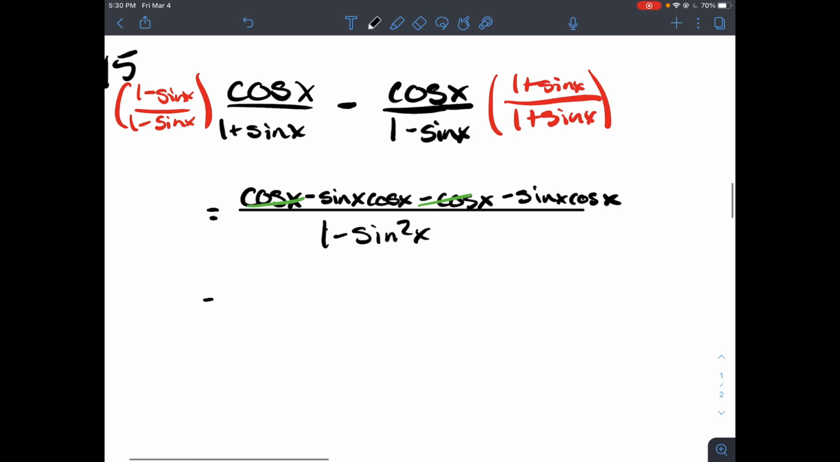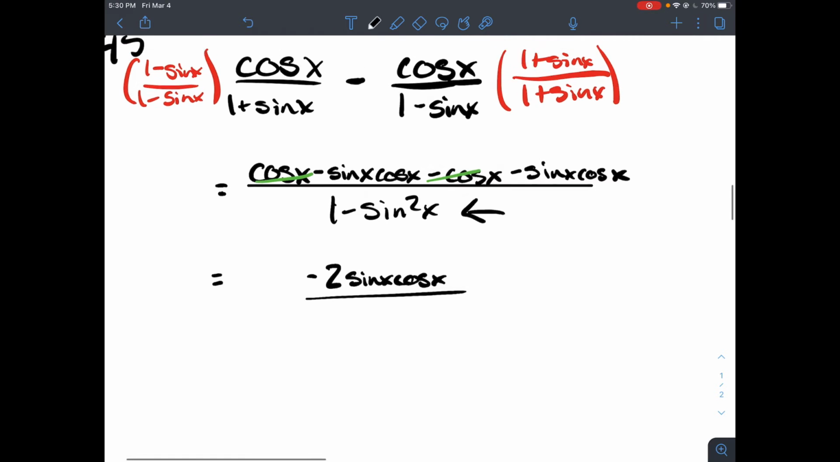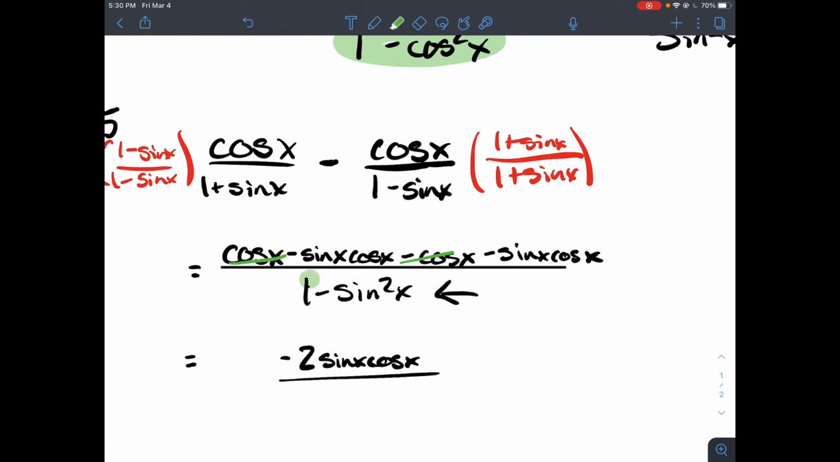So we're going to get negative sine x cosine x. We're going to have two of them, so it's going to be 2 sine x cosine x. I was really confused as to what was going to go on, but I really like how this cancels out. So this is going to be a trig identity once again. Let's highlight that in green so we know that that's what we're looking at.